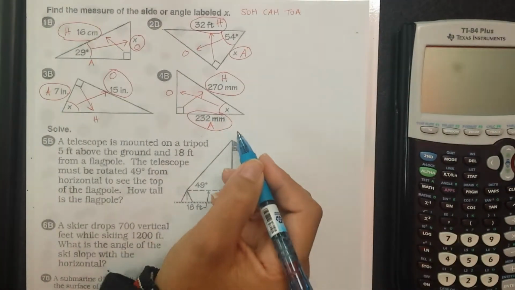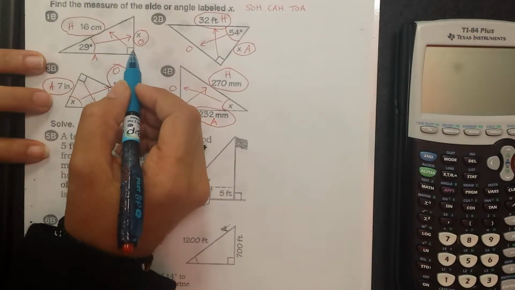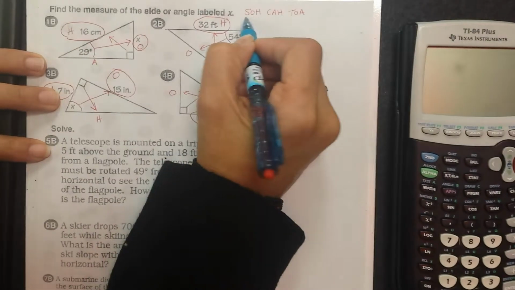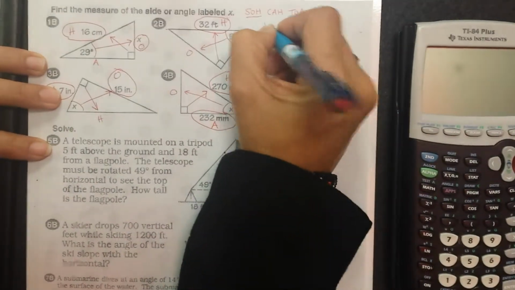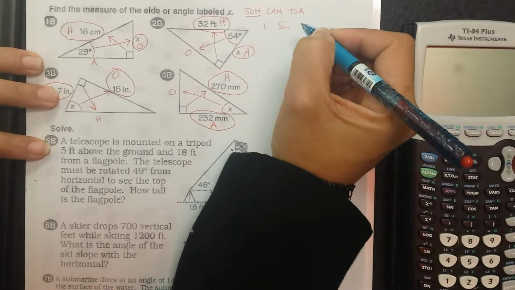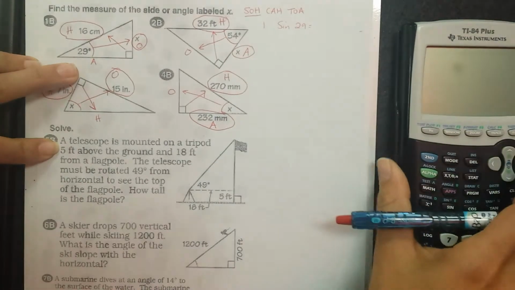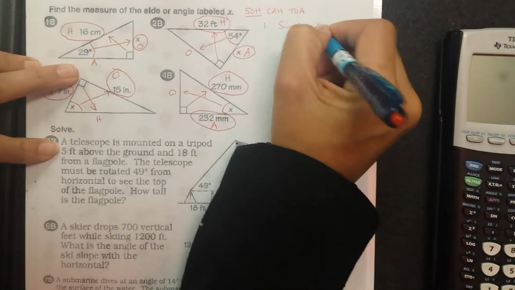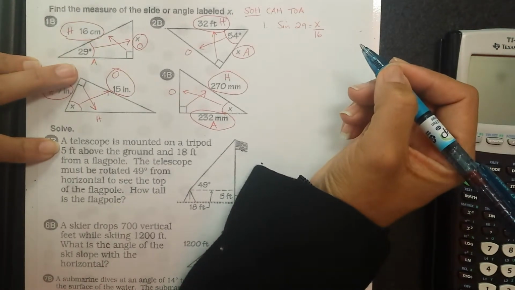Once I've circled what I need, I simply look at the letters. So looking at the first one, I need O and H. So I look up here, O and H is going to be sine. So I write down for the first one, sine of the angle, and the angle in the first one is 29, equals opposite, which is X, over hypotenuse, which is 16. Okay.